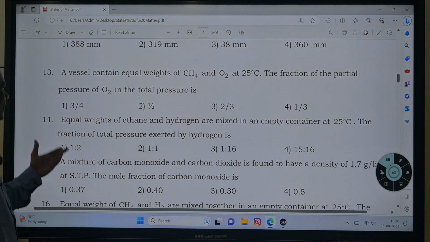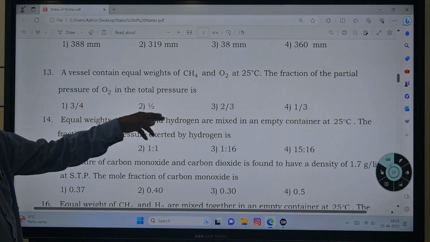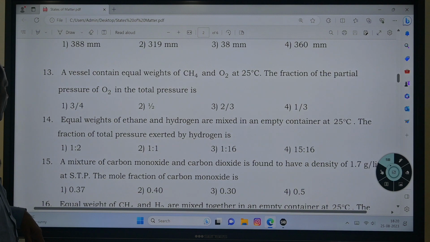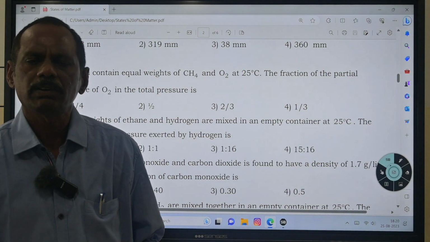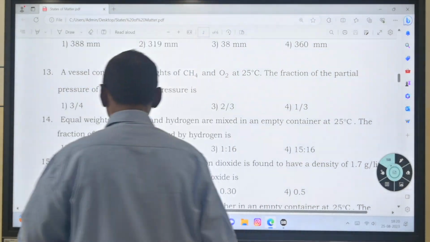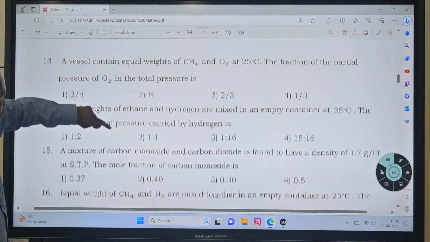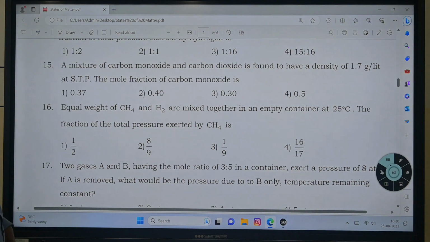Then question number 14. Equal weights of ethane and hydrogen are mixed in an empty container at 25 degrees centigrade. The fraction of total pressure exerted by hydrogen. Here also equal weights, or equal mass, of methane and hydrogen are taken. The same model.